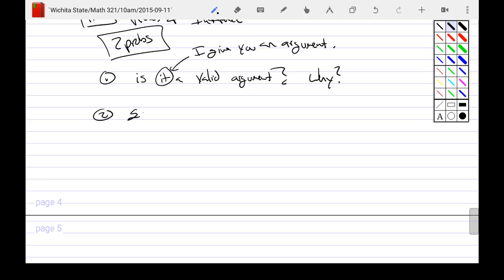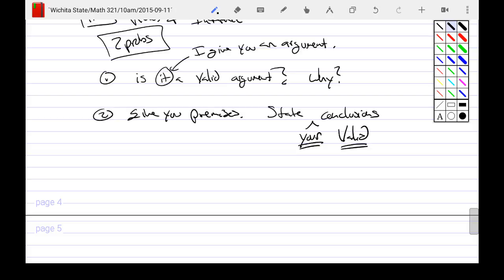The second problem is I will simply give you premises, and you state your valid conclusions. I will tempt you to use fallacies. I will give a different look of a modus ponens, in terms of, not P or Q is the same thing as P implies Q. I won't give you an if-then; I might give you something like that. And I will tempt you to affirm, what are the fallacies?